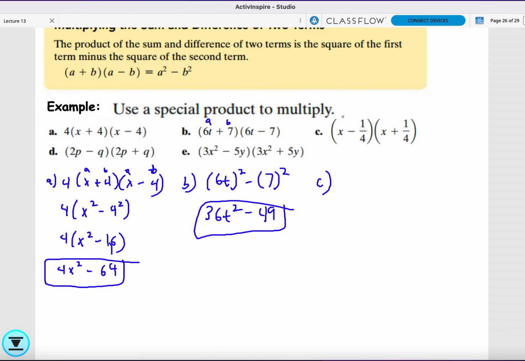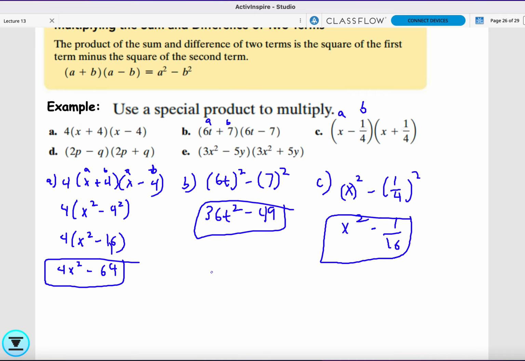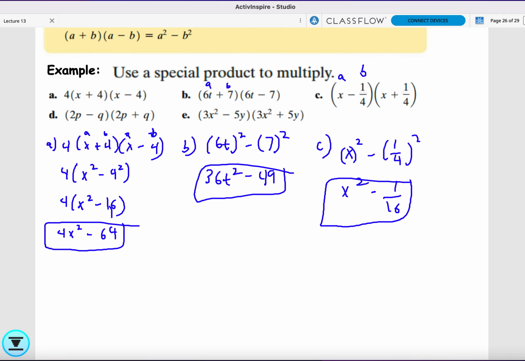C is A and B, so it'll be x squared minus 1/4 squared, which is just x squared minus 1 over 16. D, so we have A and B, so A will be 2p, so it'll be (2p) squared minus q squared, which is just 4p squared minus q squared.